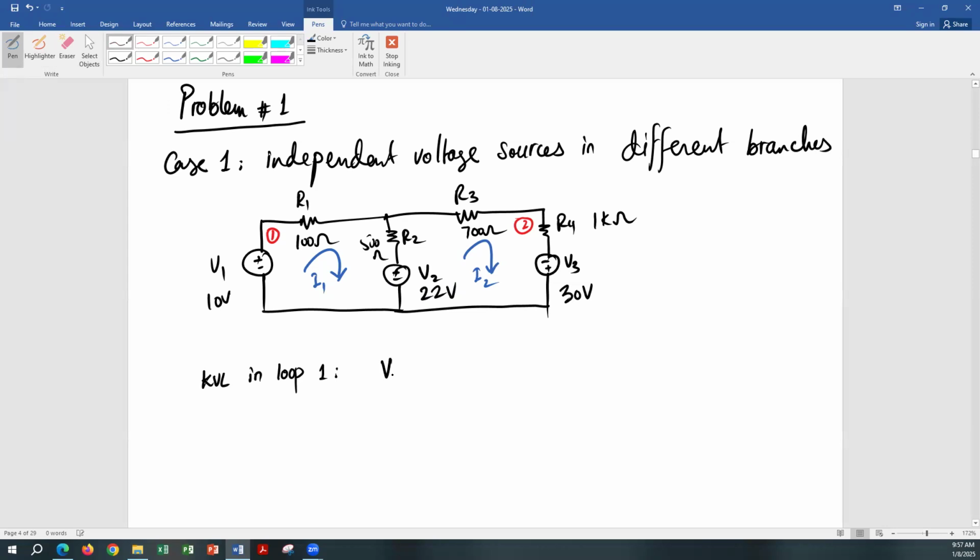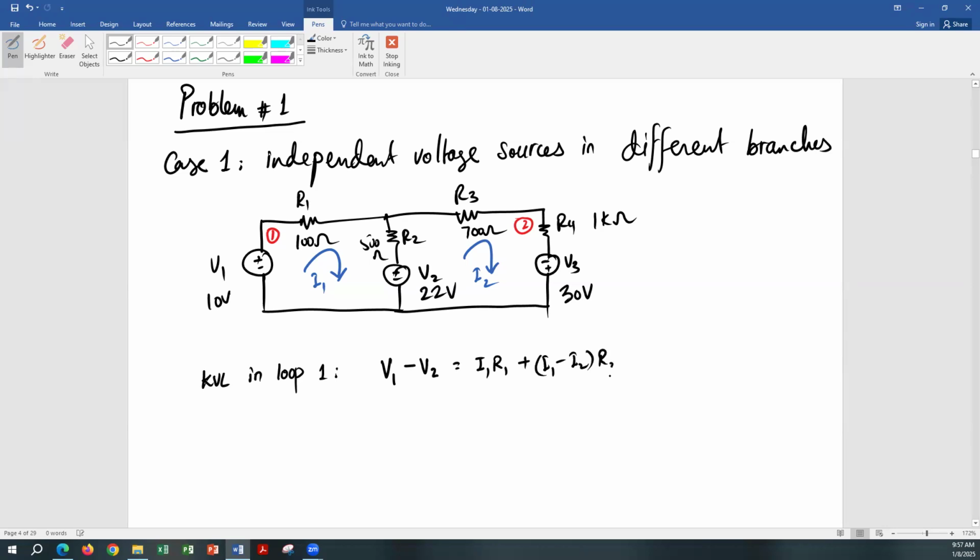Okay. So I'm going to write down V1 minus V2 equals I1 R1 plus, very good, I1 minus I2 R2.